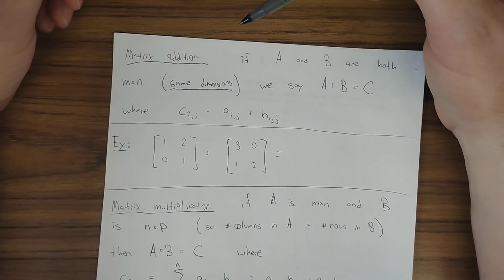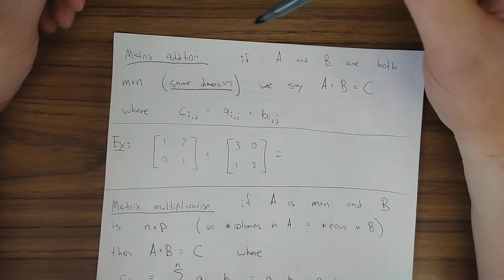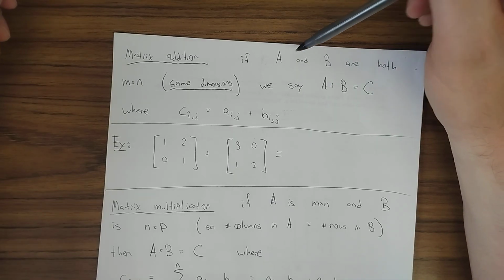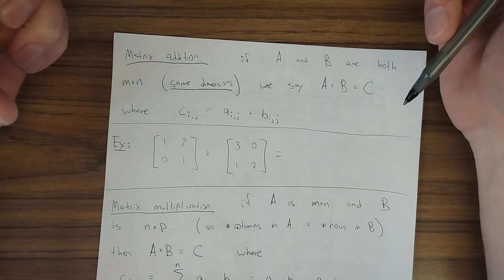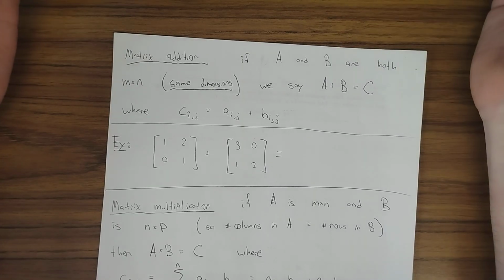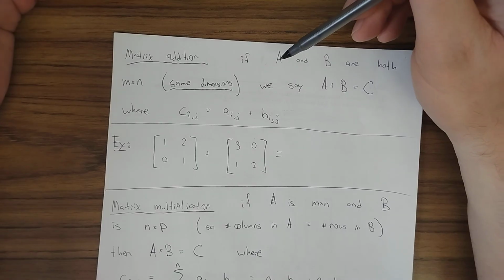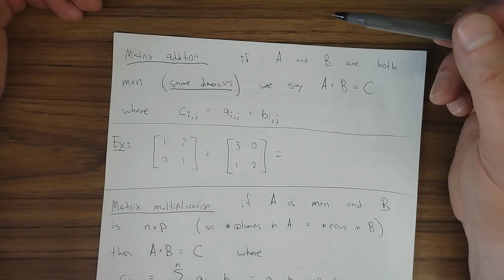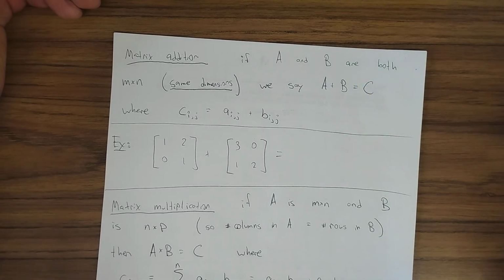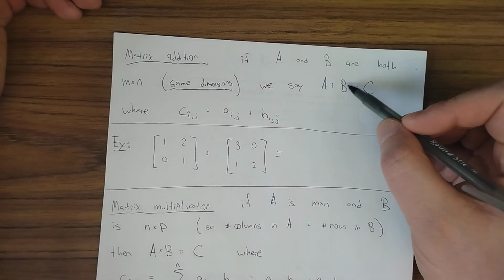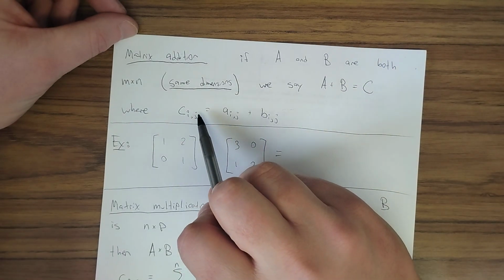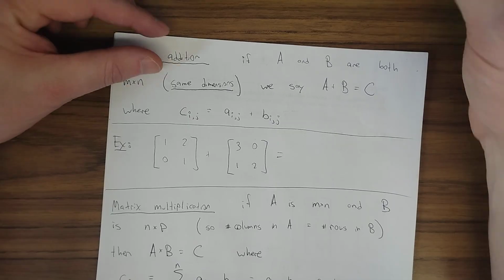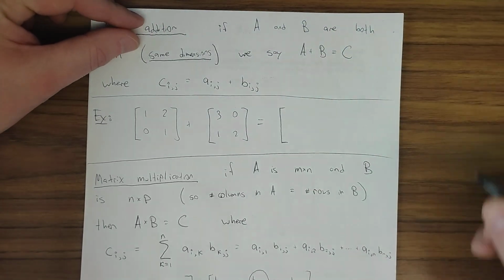Matrix addition. If A and B are both M by N, and keep in mind they have to be the same dimensions for this to work, so they have to have the same height and the same width. If they don't have the same height or the same width, then we just say A plus B is not defined. So assuming they have the same height and width, we just add going across. I'm going to write A plus B equals C, where any entry of the matrix C is just obtained by adding the 2 corresponding entries of A and B. So this is another easy one.